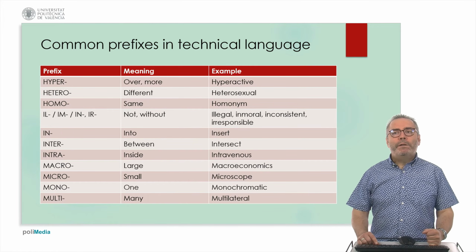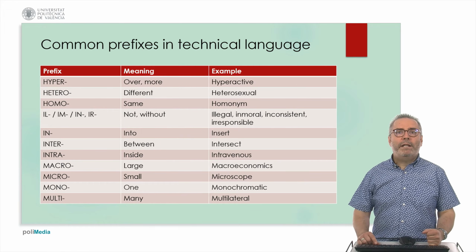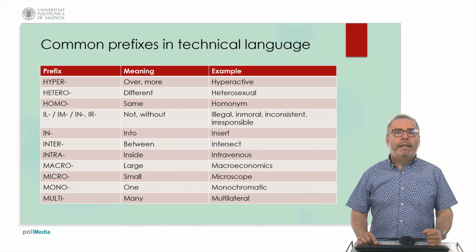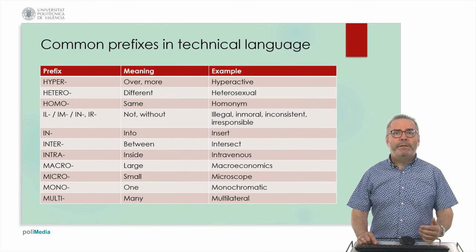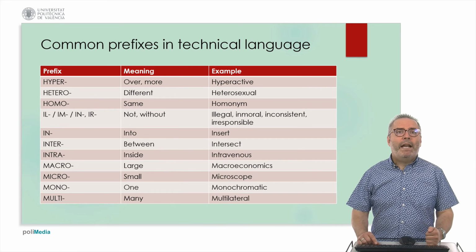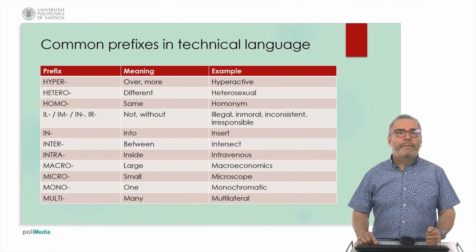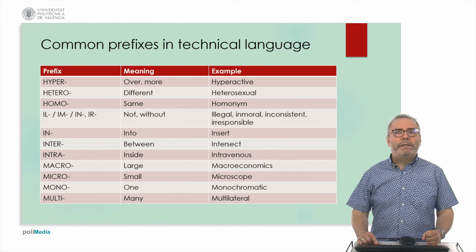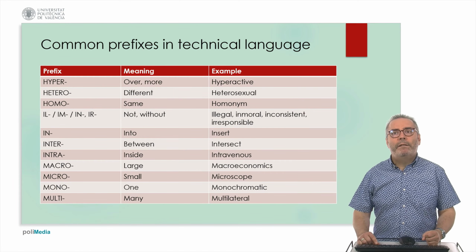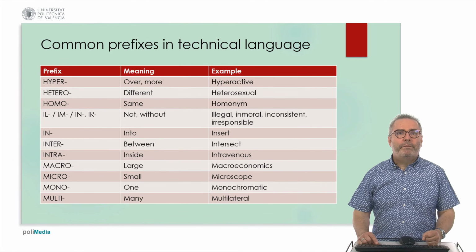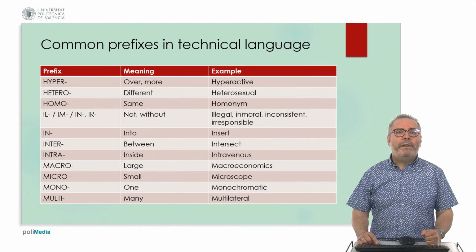We have hyper-, also a very common one in technical contexts. It means over or more, such as in hyperactive. Hetero- and homo- are related because they have opposite meanings. Hetero- means different and homo- means same. We have also a group of prefixes meaning not or without: il-, in-, ir-, illegal, immoral, inconsistent. We also have in- with the meaning of into, insert, very common in engineering.